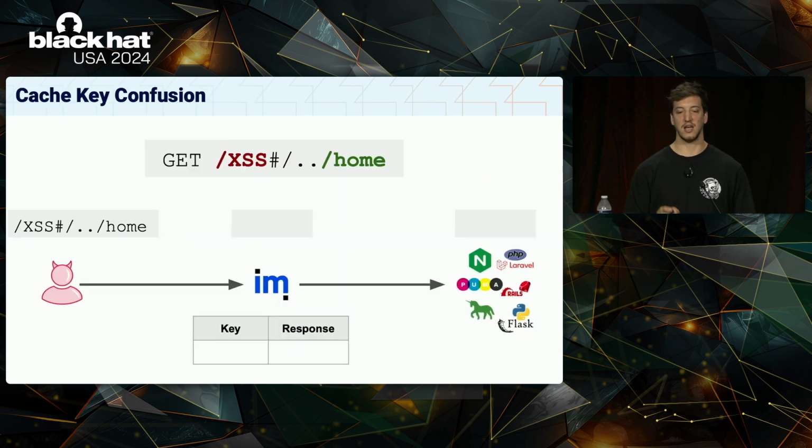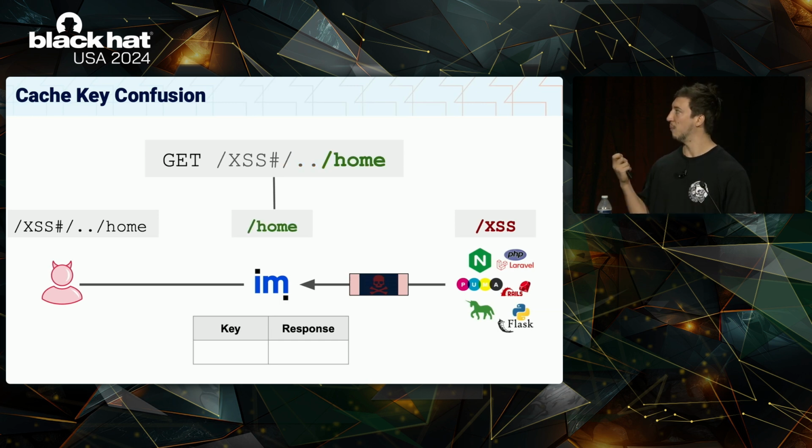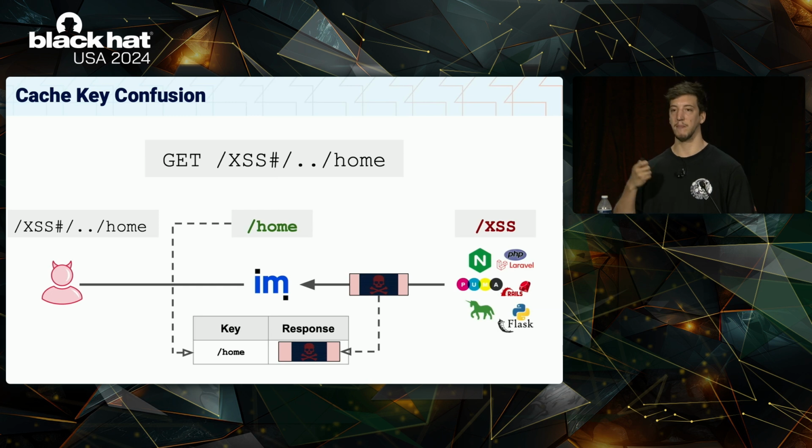So basically, if we send something like XSS, the hash, and then the path that is going to be normalized, the backend, any of the ones I mentioned, is going to convert this to XSS, and it's going to generate the payload, which contains the malicious response that the attacker wants to use to poison another resource. Now, Imperva is not going to use the hash as a delimiter, and therefore it's just going to normalize the path, and then we will get home, and so the home page is going to be poisoned.